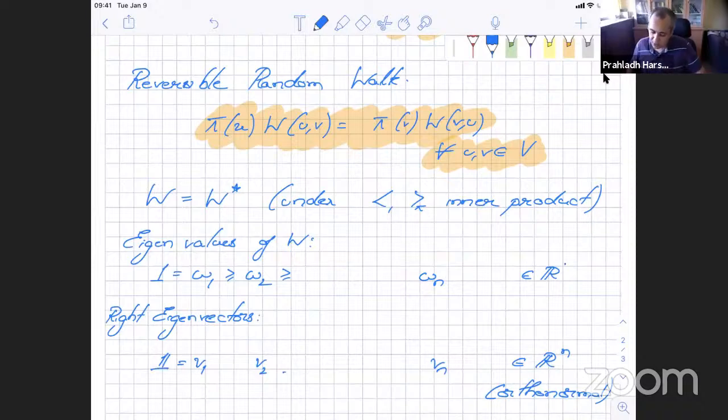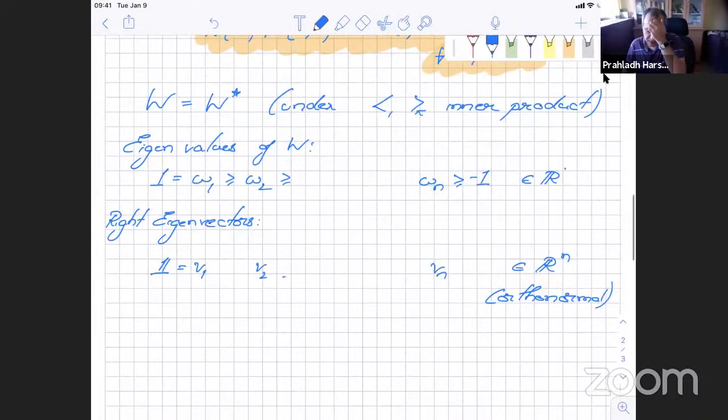And not only that, because it's an averaging operator, its absolute value is at most 1. Therefore, omega n is at least -1. So all the eigenvalues of the random walk matrix are between 1 and -1. I do not know if -1 is achieved, but 1 is achieved, and the corresponding eigenvector is the all 1s vector. This is the right eigenvector. So this is where we had stopped last time. This is the entire right eigenspace, which starts off with 1.